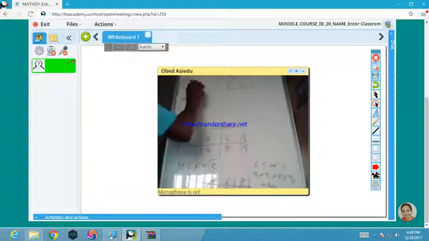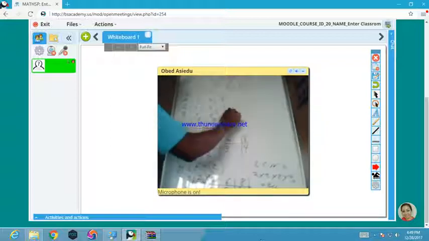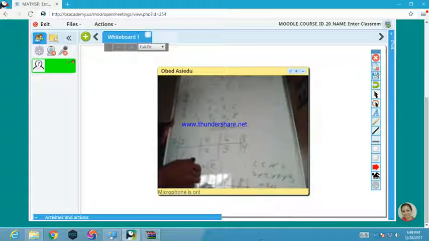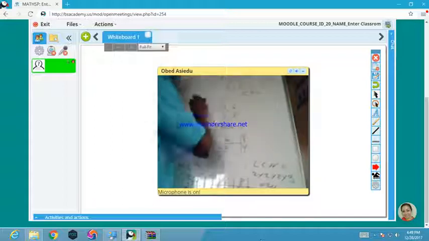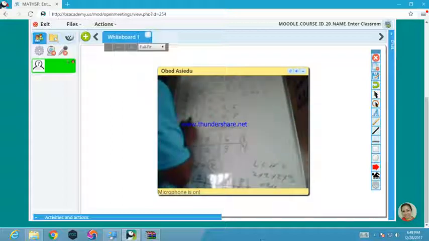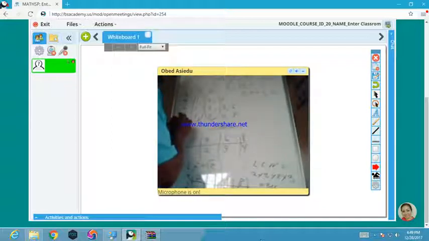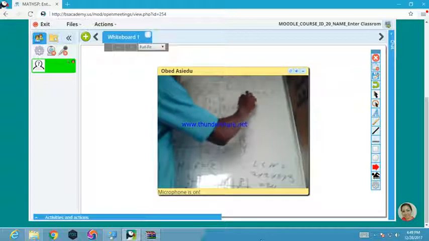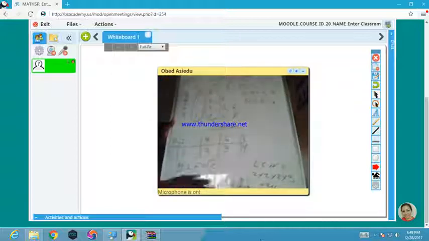Factors of 2 are 1 and 2. Factors of 4 are 1, 2, and 4. Factors of 6 are 1, 2, 3, and 6. Factors of 8 are 1, 2, 4, and 8. Now, let's look at the highest common factor. First of all, the common factors, CF, are 1 and 2. The highest common factor from these is 2.